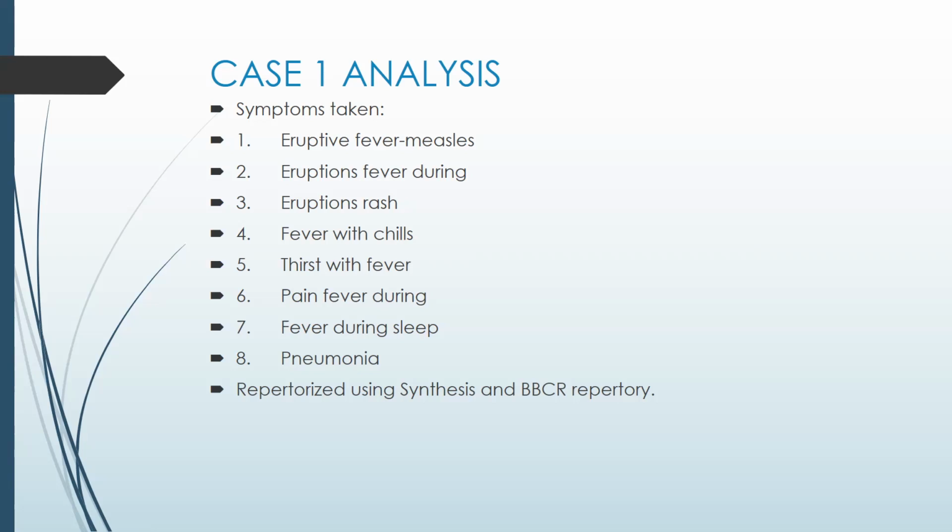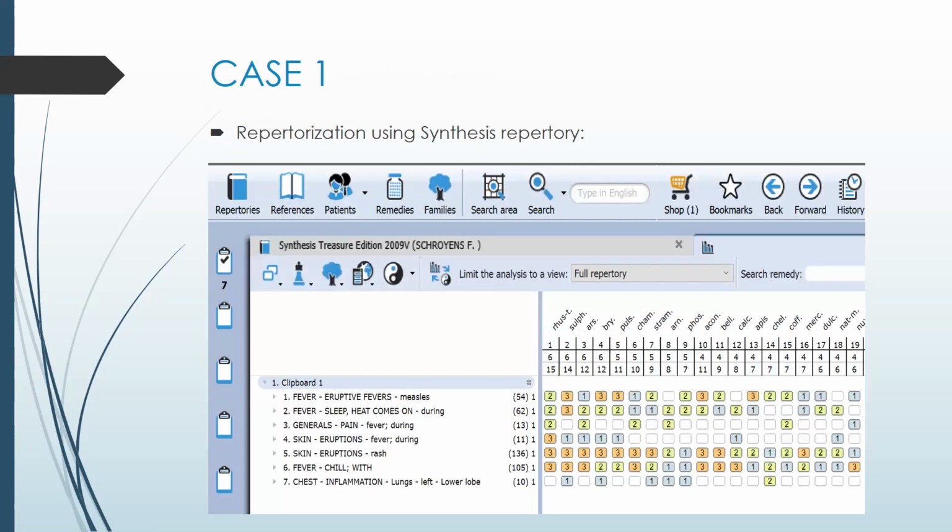Using 2 repertories, mainly the Synthesis and the BBCR repertory. First I repertorized using Synthesis repertory, which is based on Kent's repertory. I took eruptive fever, measles rubrics, fever which comes during sleep, that is heat stage comes on sleep, pain during fever, eruptions with fever, eruptions rash, fever with chills, and inflammation of the lung, left lower lobe. So the only characteristic symptom I found was eruptive fever and the fever which comes on during sleep. And other general pains were there with the fever as well.